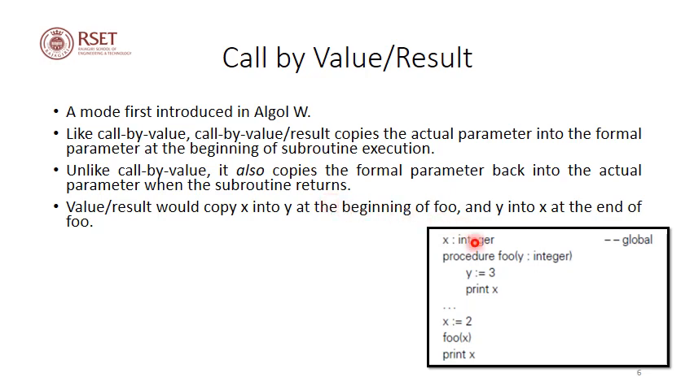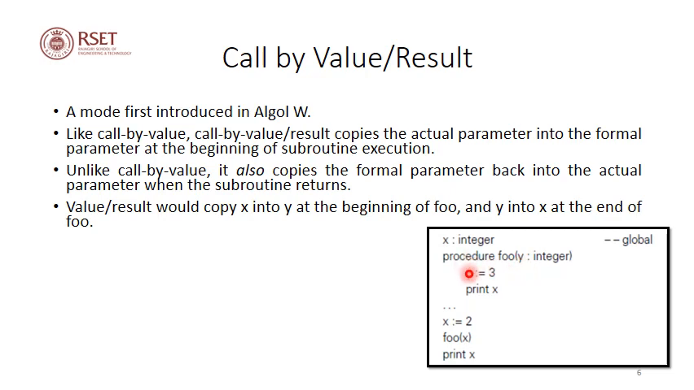So we have seen this code in the previous slide. We have a global variable x, which is an integer variable, and then we have the function definition for procedure foo, and then we have this statement x equal to 2, wherein in the main program we are assigning the value 2 to the global variable x, and we make a call to foo passing x as the actual parameter. So within the body of foo, in call by value result, the value of the actual parameter will be copied to the formal parameter at the beginning of the subroutine execution as in call by value. So y value will be now 2.